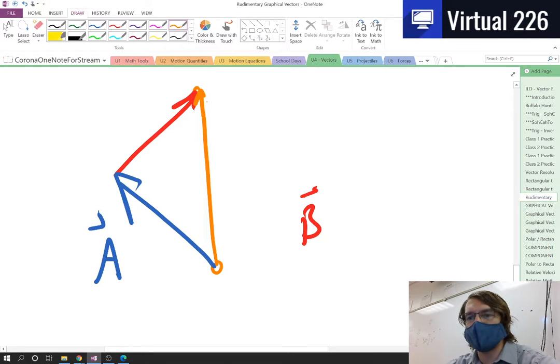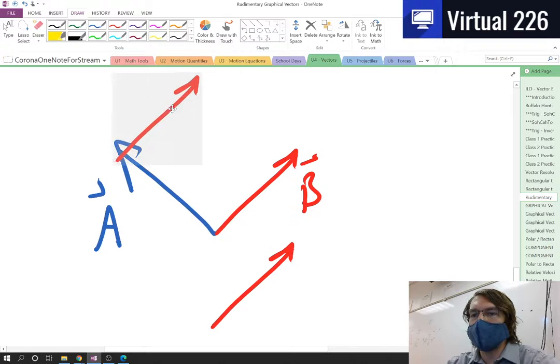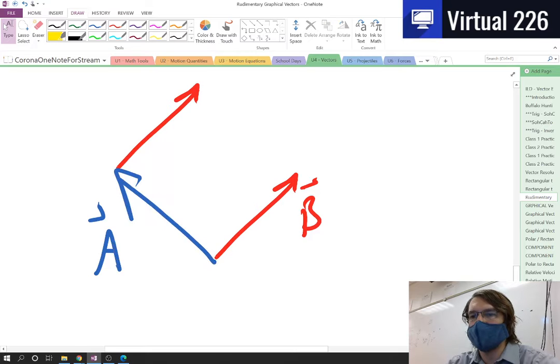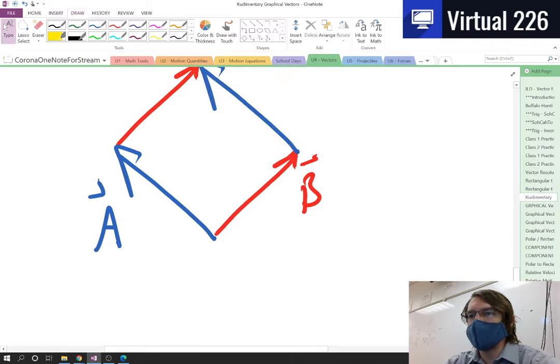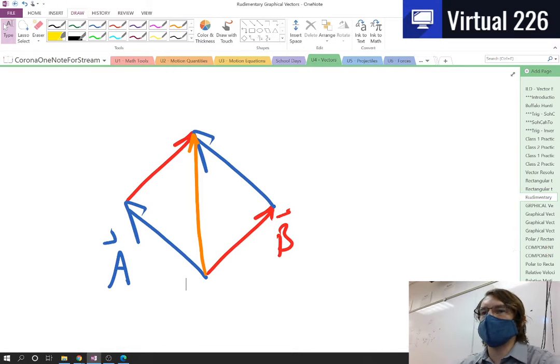Now, a neat thing about this is that I don't have to go A plus B, and like I said, we could do B plus A, because if we take a look at these, if I do this, they'll reach the same position. So A plus B is the same as B plus A. While A plus B and B plus A are the same thing, we do need to be careful about this.